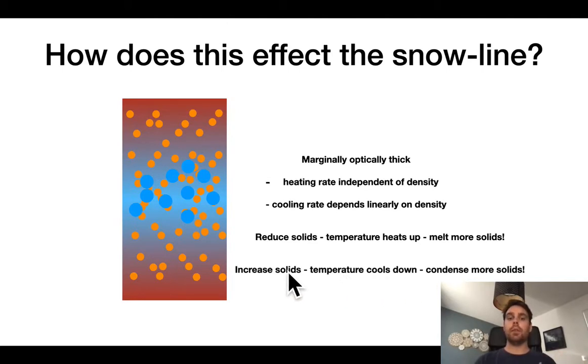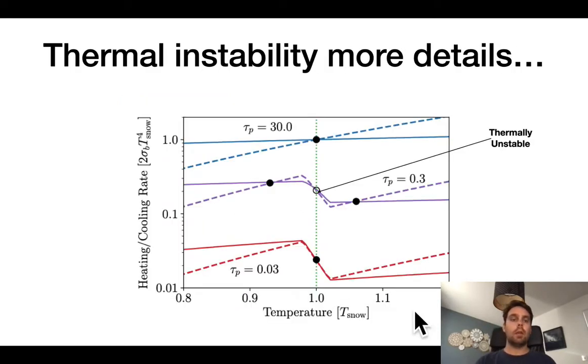If I do the opposite, if I increase the number of my volatile species in the solid phase, my cooling rate increases. Remember, my heating rate is still fixed, so the temperature goes down and I condense more solids. So this means that snow lines are thermally unstable at intermediate optical depths. And we can look at that more precisely if we plot the heating and cooling rates as a function of temperature at various optical depths.